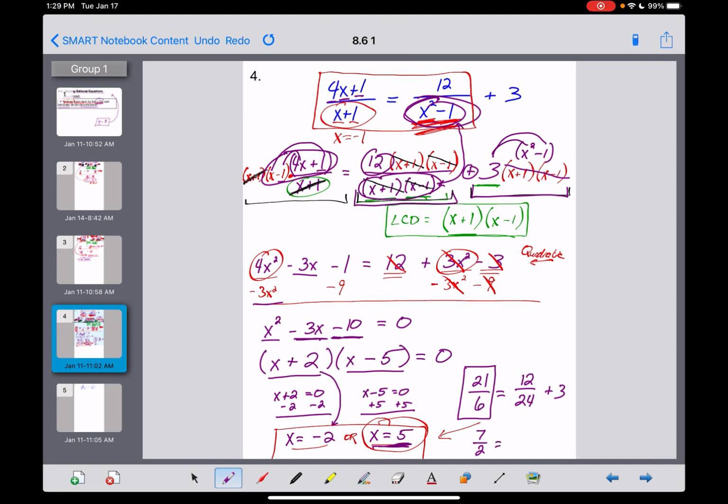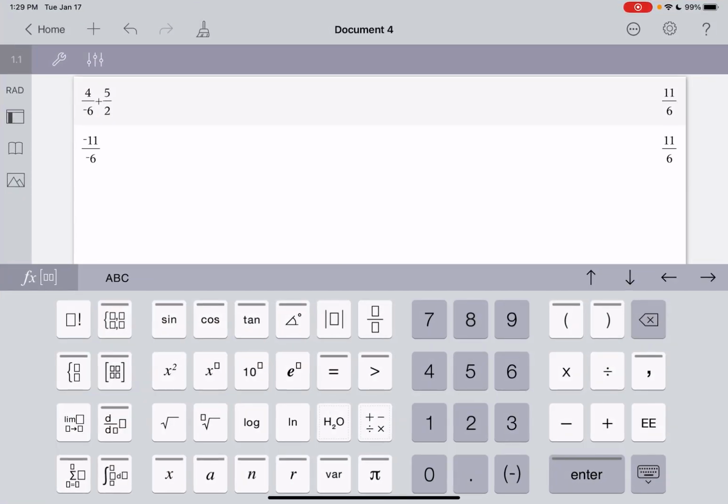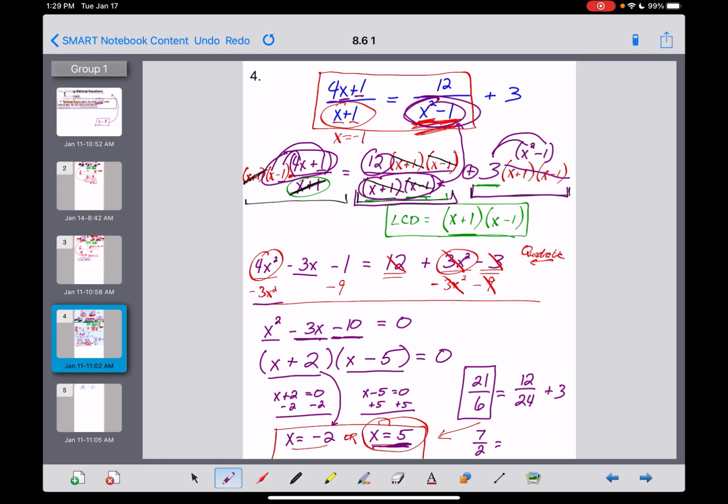How about that right side? 12 over 24 plus 3. Let's try that. So 12 over 24, get out of that fraction, and plus 3, and we end up with 7 over 2 on the right as well.